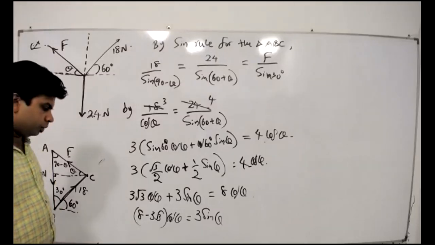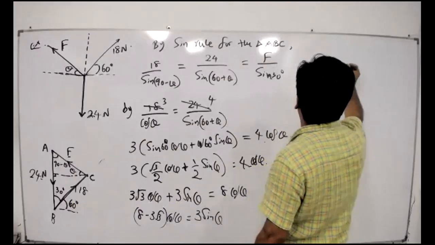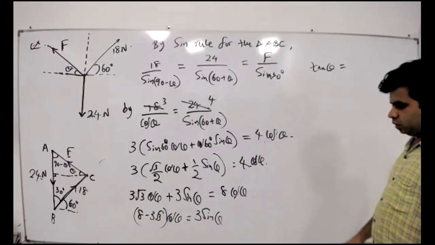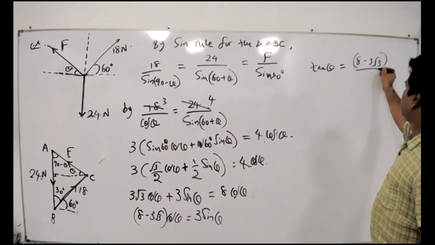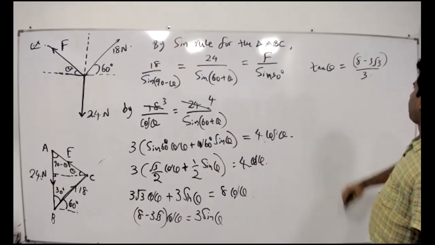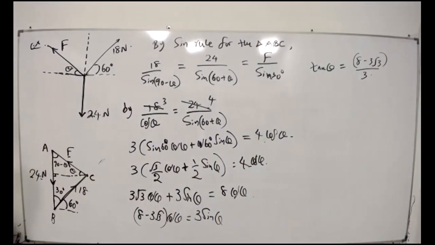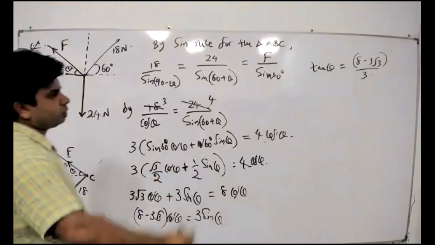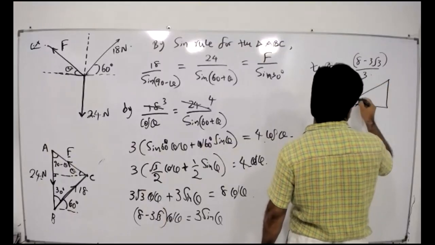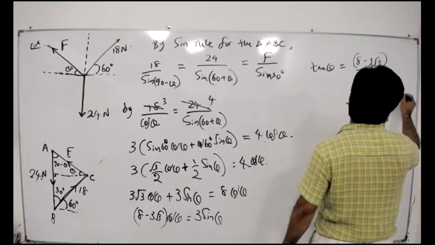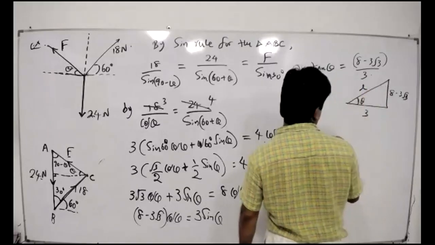Then you'll be having tan theta, right? Tan theta equals 8 minus 3 root 3 divided by 3. Tan theta known means theta is known. Okay. Then put in a triangle and take these values. Here 8 minus 3 root 3, and this is 3. Tell me what is L?